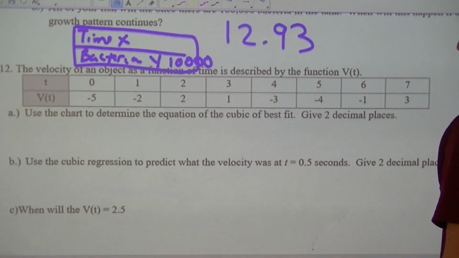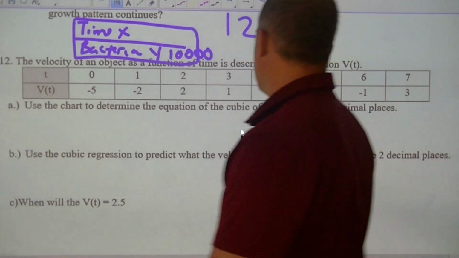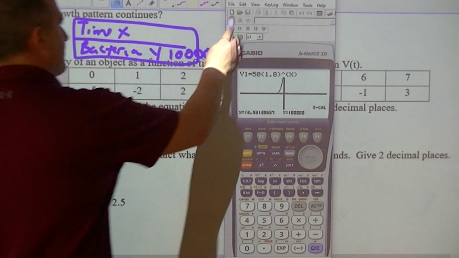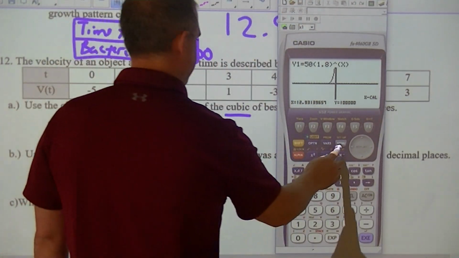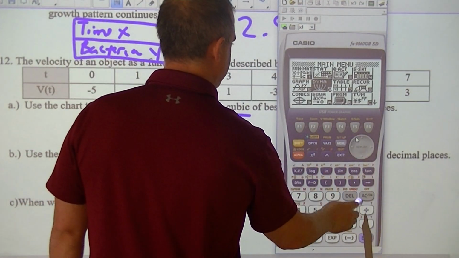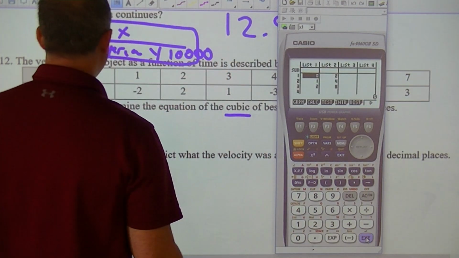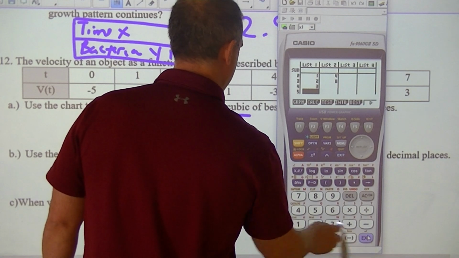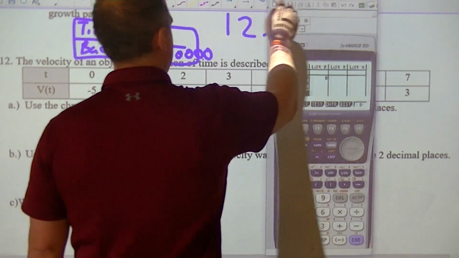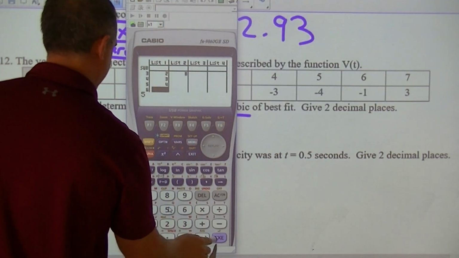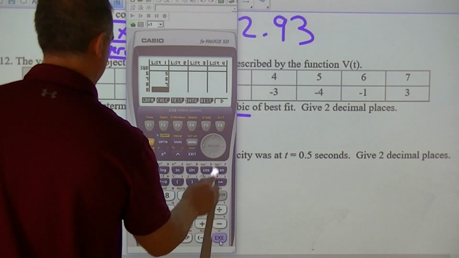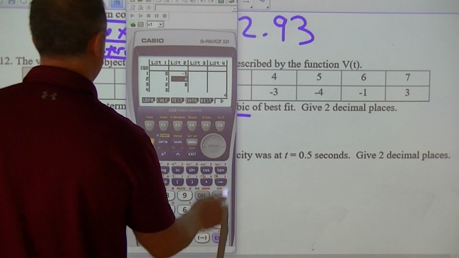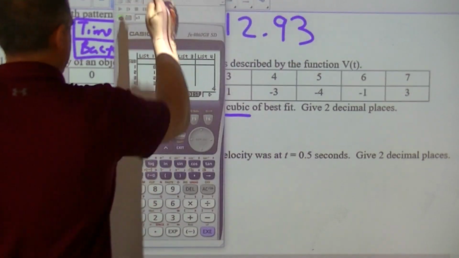Now, moving on to some of these other regression problems. Okay? This one's going to be a cubic. So I'm going to put those values in there. Okay? All right? Menu and stat. 0, 1, 2, 3, 4, 5, 6, 7. I'll put the coinciding y's in there, -5, -2 and 2.